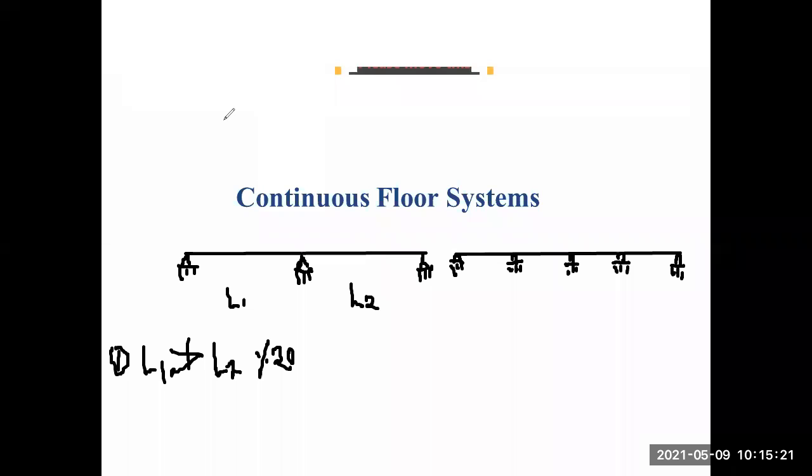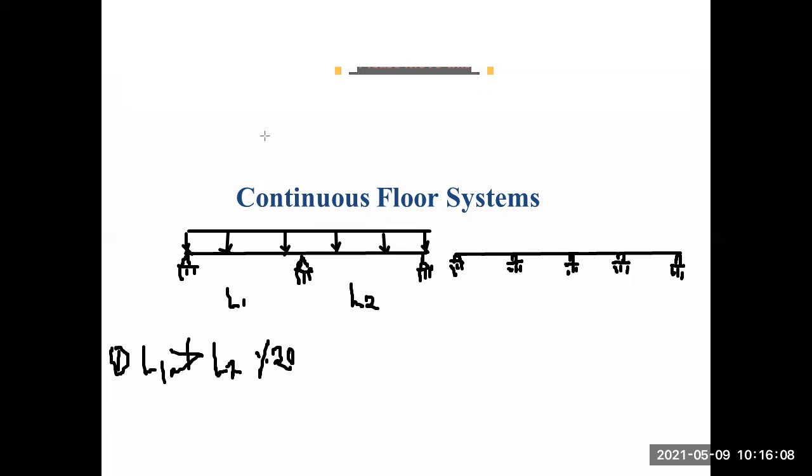The other condition: loading should be a uniformly distributed load, be it live load or dead load. So we cannot analyze the system using the coefficient method if we have a point load. There are other methods for analyzing an indeterminate structure, like the moment distribution method. We could use those methods, but the ACI code doesn't allow us to use the coefficient method if the load is not a uniformly distributed load.